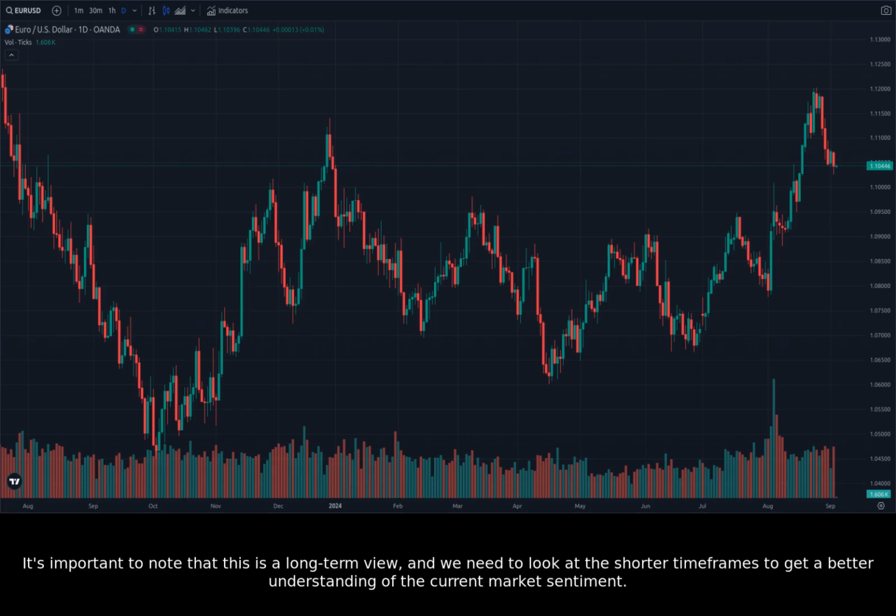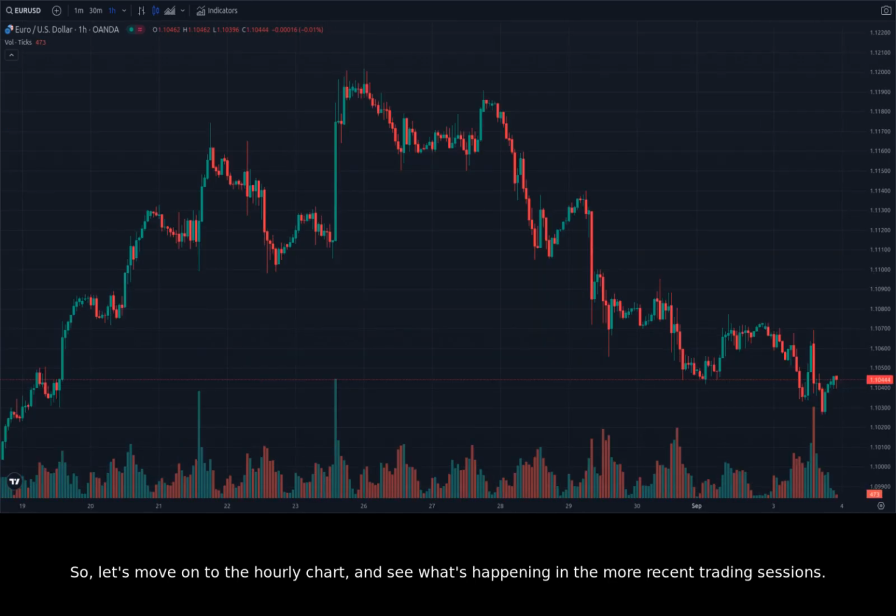It's important to note that this is a long-term view, and we need to look at the shorter timeframes to get a better understanding of the current market sentiment. So, let's move on to the hourly chart and see what's happening in the more recent trading sessions.